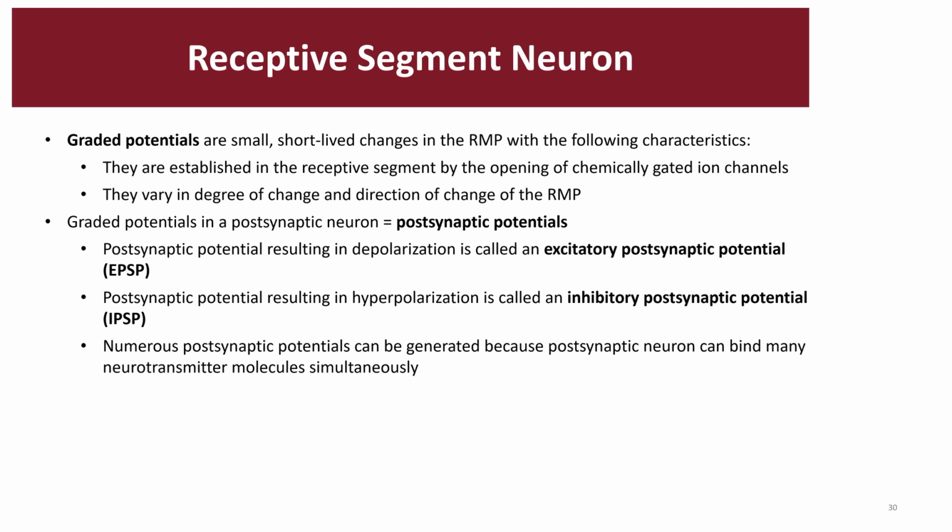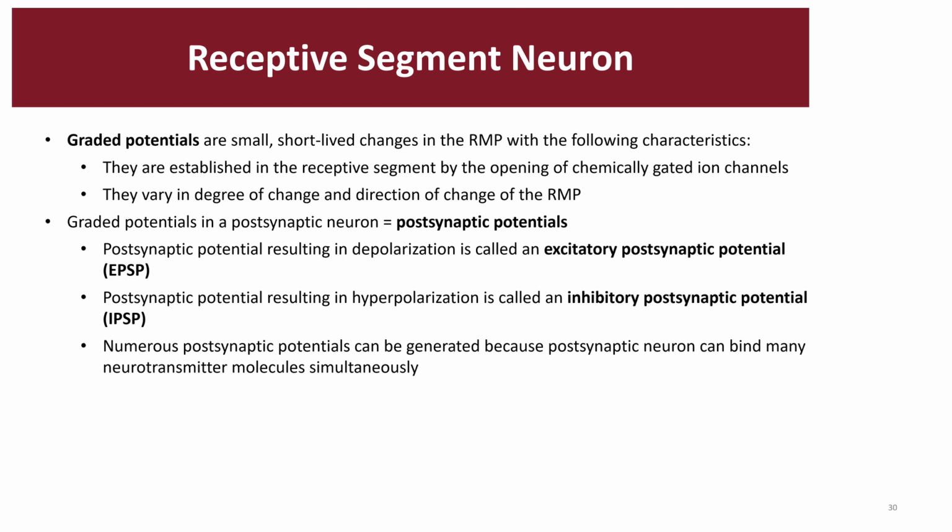Graded potentials are expressed as 2 types. They can result in further depolarization. In that way, we call those excitatory postsynaptic potentials, also known as EPSPs. And if they produce a hyperpolarization, we call that an inhibitory postsynaptic potential, otherwise known as IPSPs. Numerous postsynaptic potentials can be generated because the postsynaptic neuron can bind to many neurotransmitters simultaneously. So you have the opportunity for neurons to converge together to one neuron or even diverge out to multiple neurons.